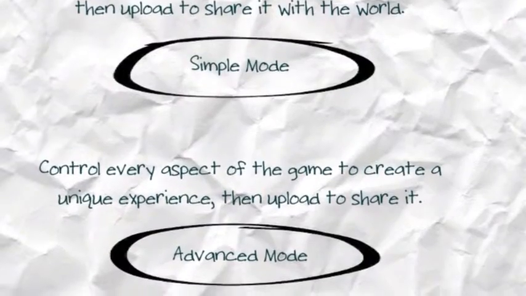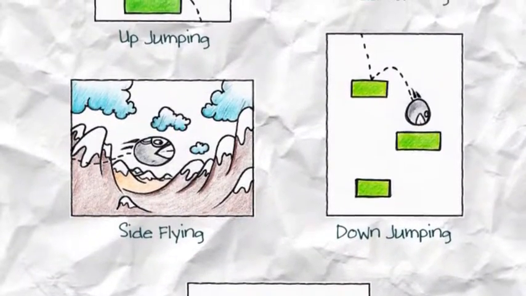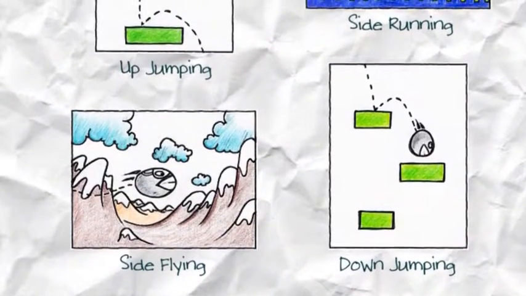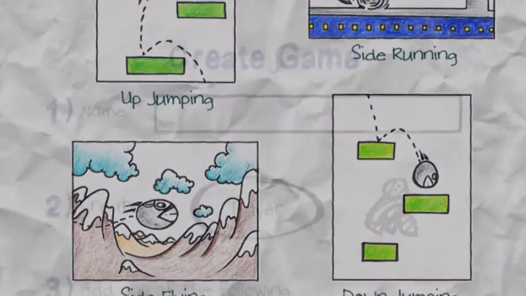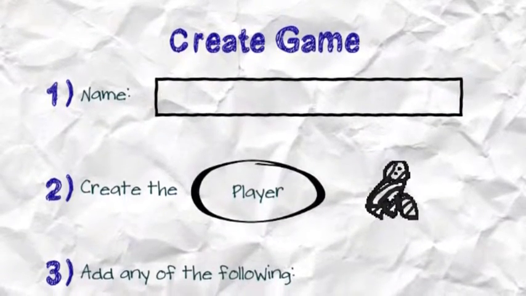the advanced mode. Once they're in advanced mode, they can choose from a lot of different types of game, like jumping up, side running, side flying, but they'll go ahead and create one of those games. Your content is really going to start showing up when they're building their game.